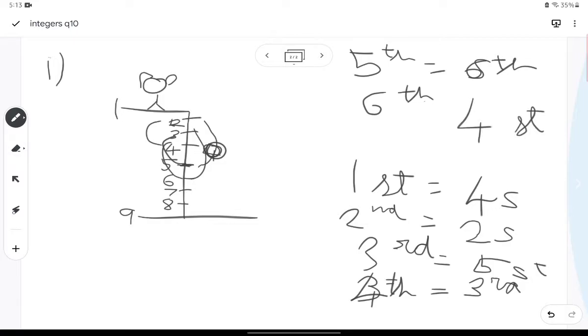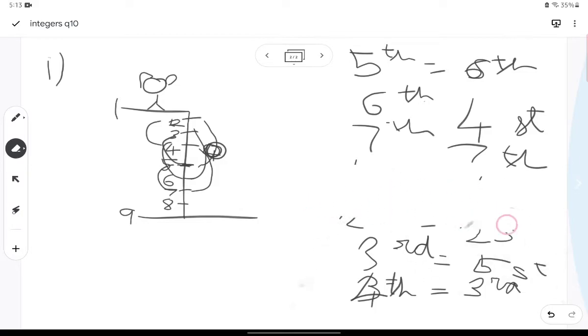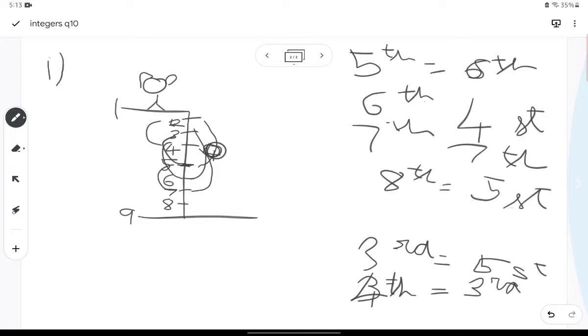Now as he is at the 4th step, he needs to move 3 steps down. Now he is at the 7th step. So 7th time, 7th step. And now he needs to go 2 steps up again. So for the 8th time, he is at the 5th step. Now he needs to go 3 steps down, so now he's at the 8th step.